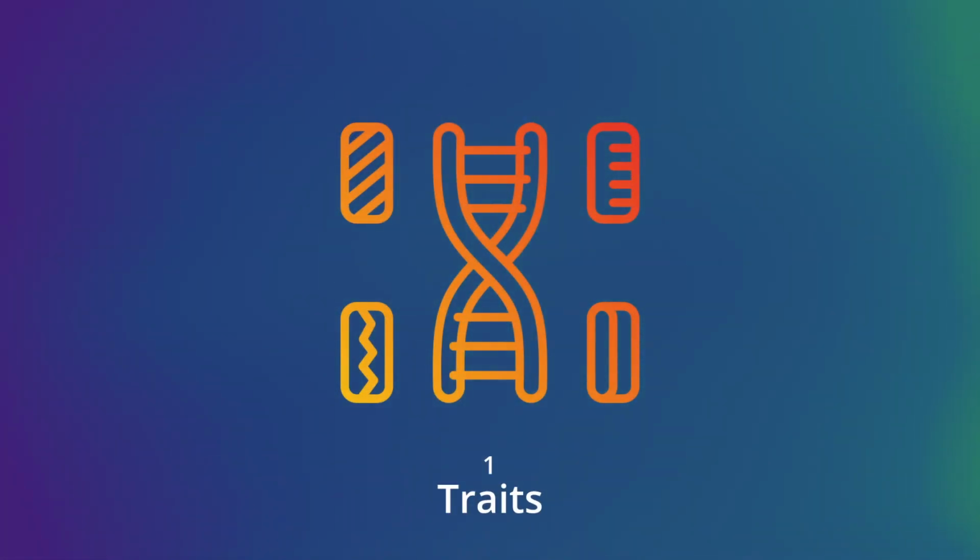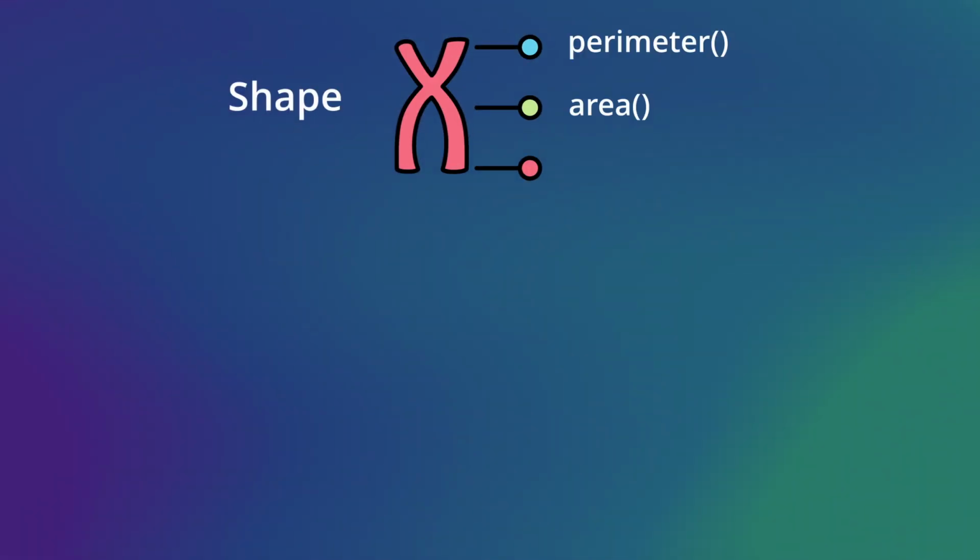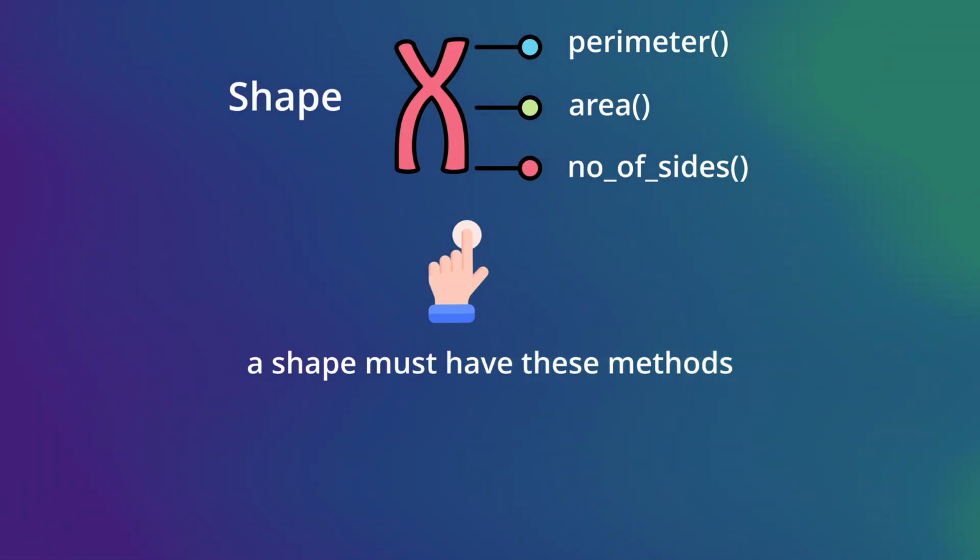Traits are very similar to interfaces of object-oriented programming languages, although there are some differences. A trait defines the functionality a particular type has and can share with other types. We can use traits to define shared behavior in an abstract way.